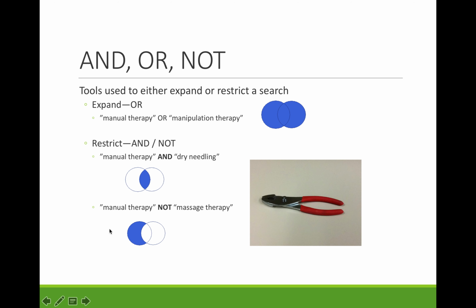But what if the term manual therapy is a very broad term and it could mean a lot of different types of therapies, but within the concept of manual therapy you do not want a certain term? Let's say, for example, you do not want massage therapy. You want to find articles that discuss manual therapy but you do not want them to talk about massage therapy. Then you can use the term not, and so that will retrieve articles that include the concept of manual therapy but will not include massage therapy. Again, these are tools to help you search databases.